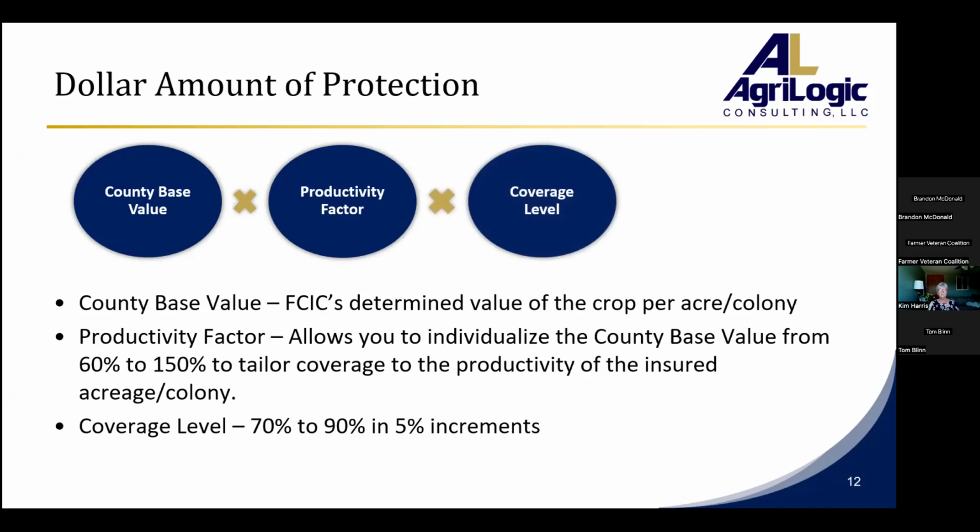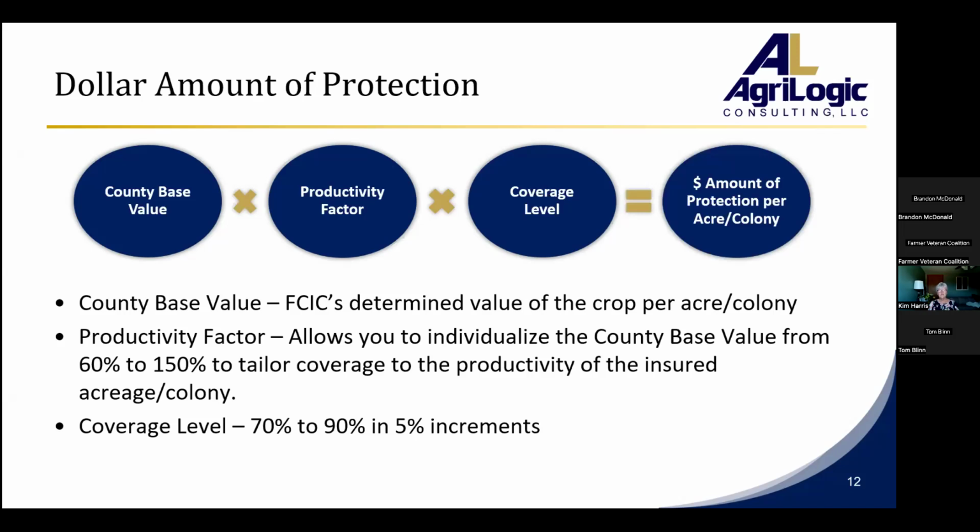And then you pick a coverage level, and that goes from 70 to 90% in 5% increments. So I like to look at the productivity factor as how much it's going to pay, and the coverage level is when is it going to pay? When is a loss triggered? So the dollar amount of protection per acre per colony is the product of the county base value times your productivity factor times your coverage level.